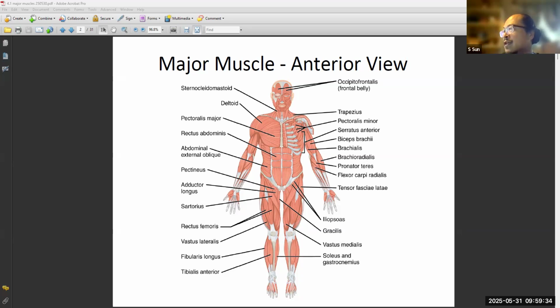control your finger. So you have this one, it's called pronator teres. So it's to flip your arm. So you're able to flip your forearm. So it's a pronator teres.